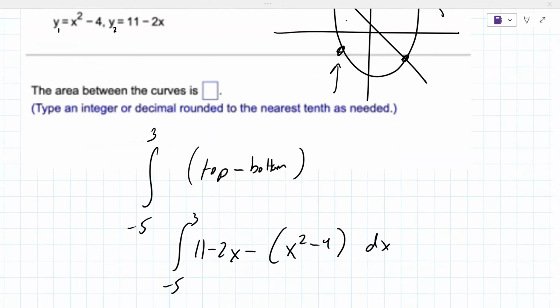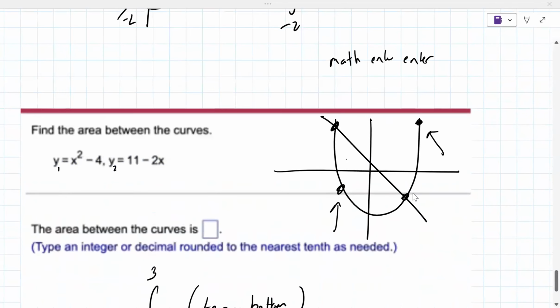How do you know which one goes first? Does it matter? Do you mean the top or the bottom or the bounds? Like top, right? Bottom.